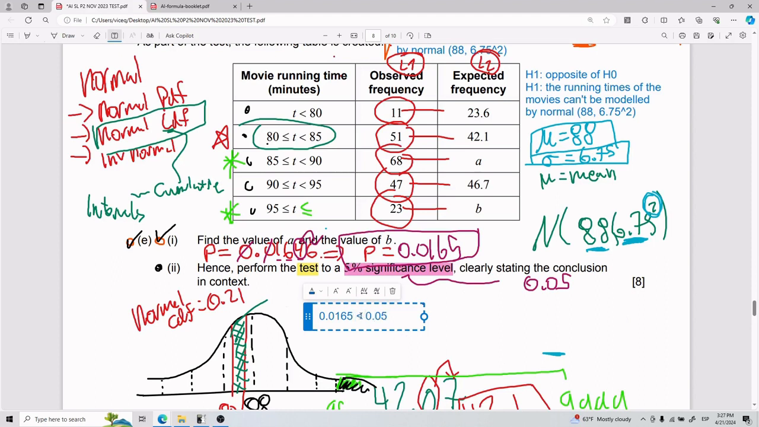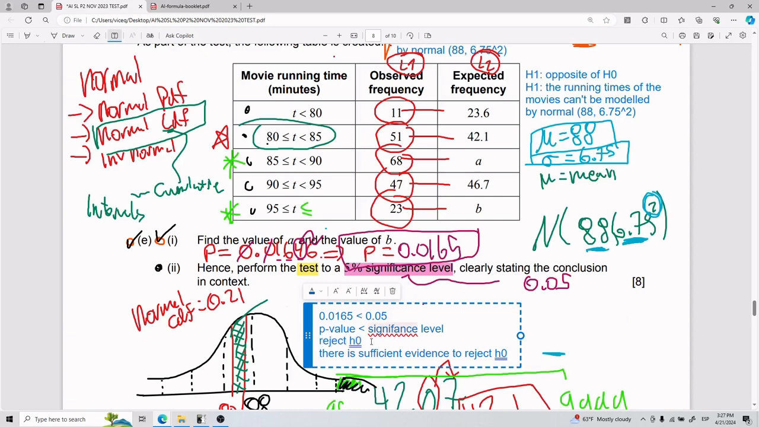Whenever the p-value is smaller than the significance level, or whenever the significance level is higher than the p-value, you will simply say that there is sufficient evidence to reject H0. And so basically here you will be rejecting H0, right? Reject H0 because of that.